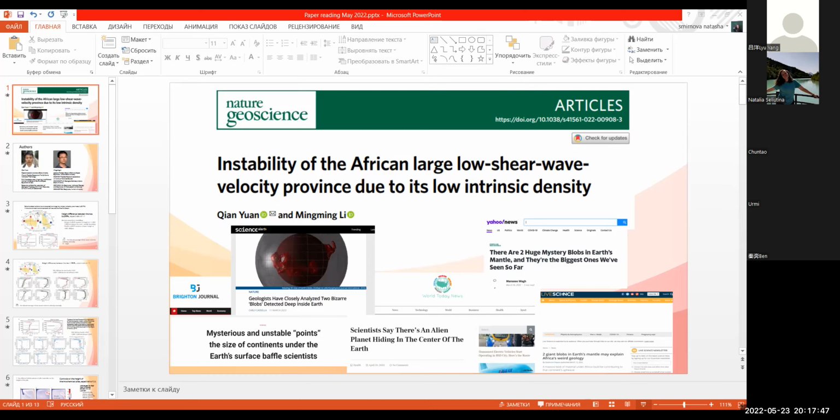The morphology of the large low shear velocity provinces has been investigated through seismic observations, and seismic waveform modeling studies have suggested that the African large low shear velocity province reaches a height of 1,300 to 1,500 kilometers above the core mantle boundary. This value for the Pacific one is 500 to 800 kilometers. However, the results of seismic forward waveform modeling can contain trade-offs between the size of structures and their seismic velocities.